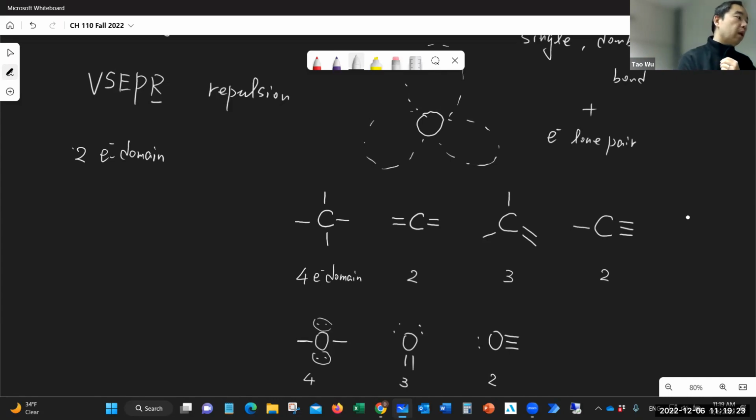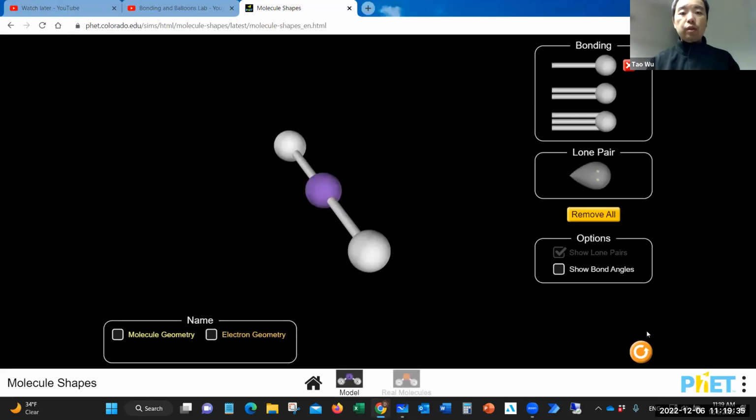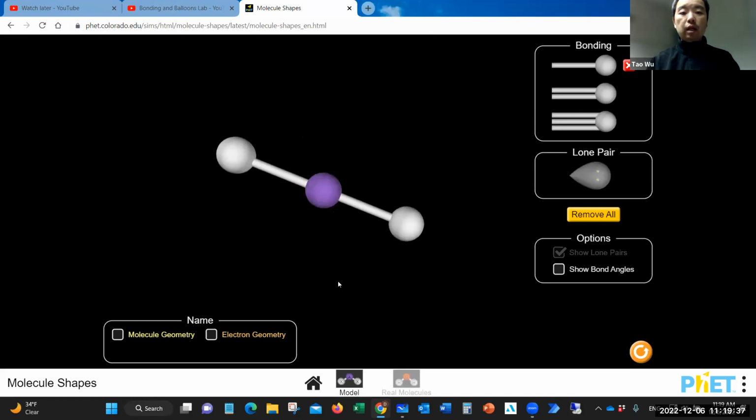Okay, so if we have 2 electron domains, the electron domain geometry is usually linear, which means they only have 1 line, which is like this, right? So if we write the electron domain geometry, this is a linear shape. It's just a line.